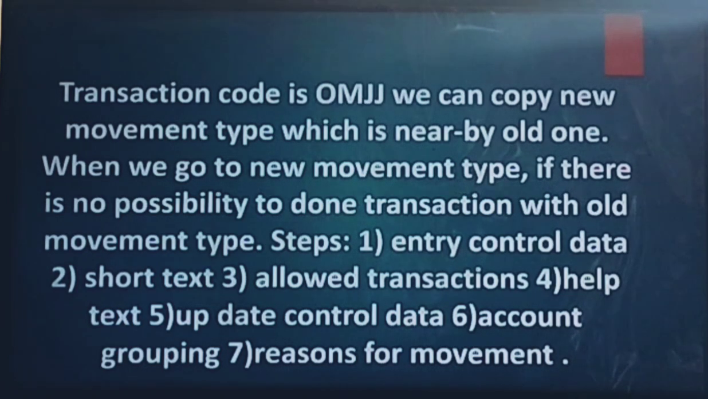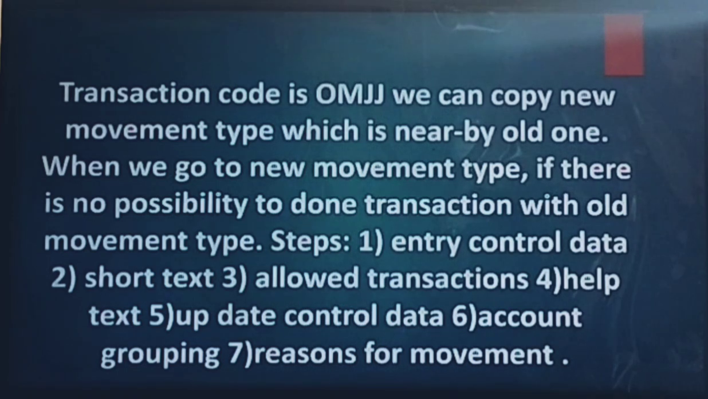When you want a new movement type, if there is no possibility to do the transactions with the old one, only then will you recommend a new movement type. The steps involved in it: enter the control data, short text, allow the transactions, help text, update the control data, account grouping, and finally provide the reasons for the movement. It could be goods issue, or for sampling, or for scrapping and so on. So the transaction code is OMJJ.